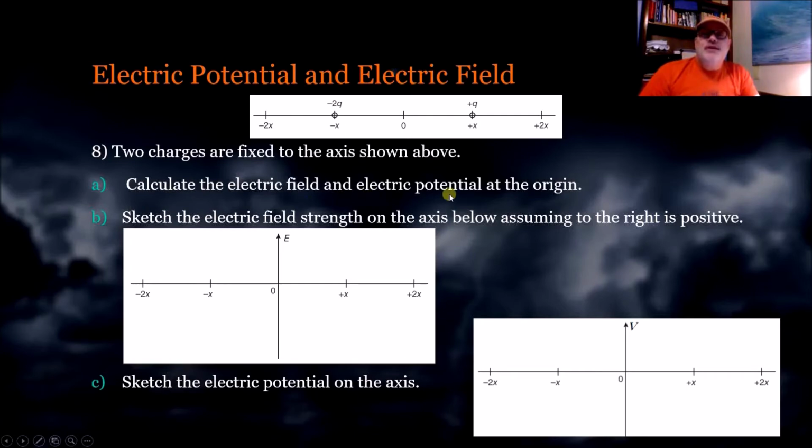Calculate the electric field and electric potential at the origin. And now sketch the electric field strength on the axis below, assuming that to the right is positive. So sketch the electric field here, and then sketch the electric potential on this axis.